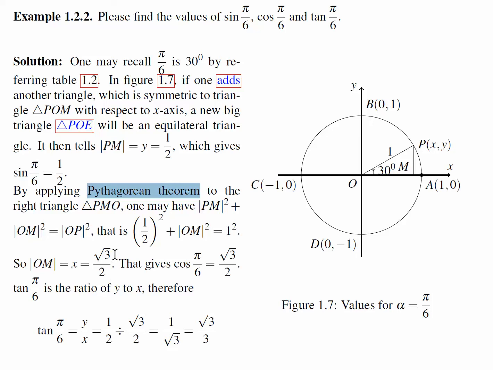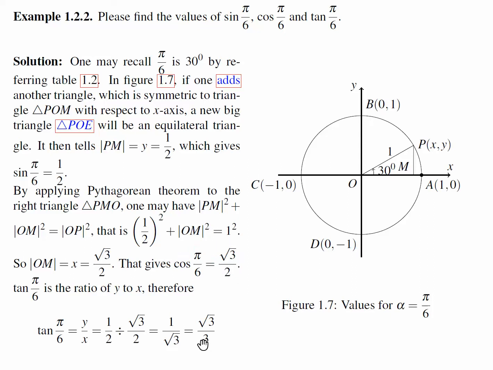Upstairs will be radical 3, downstairs will be just 2. Take the square root of 3 over 4, so you have radical 3 over 2. That will be the x coordinate. Well, the x coordinate is cosine. So cosine 30 degrees is radical 3 over 2.